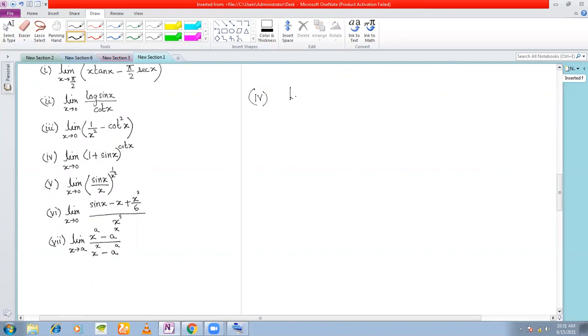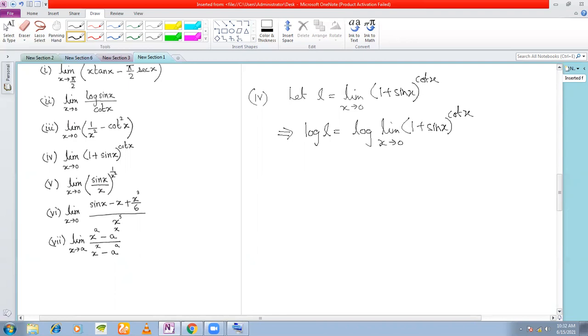So here we have, let L is equal to limit x tends to 0, 1 plus sine x to the power of cot x. Now see here, one function has been raised to the power of another function. Yes, because one function has been raised to the power of another, we can take logs on both sides. That means we take log L is equal to log limit x tends to 0, 1 plus sine x to the power of cot x, right?